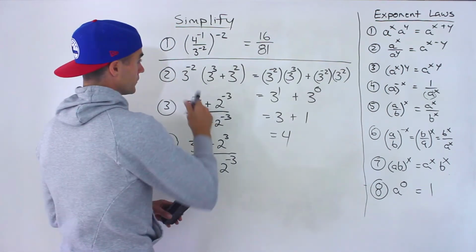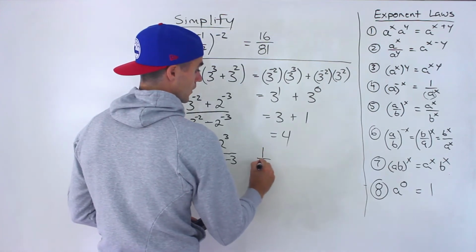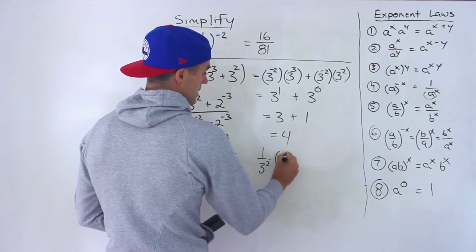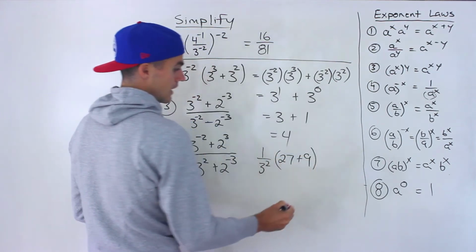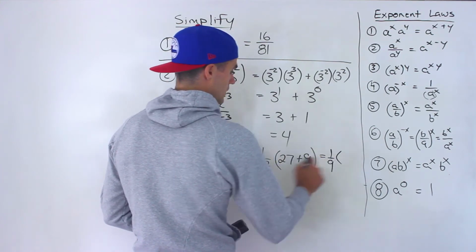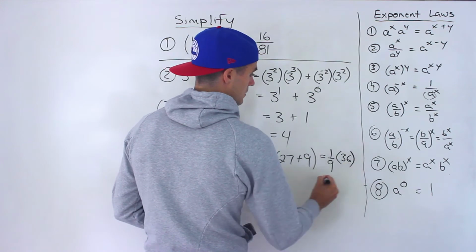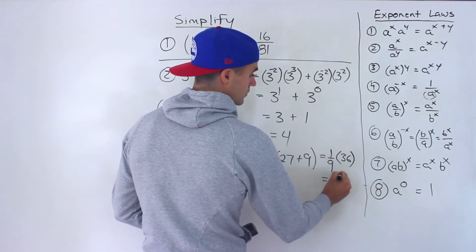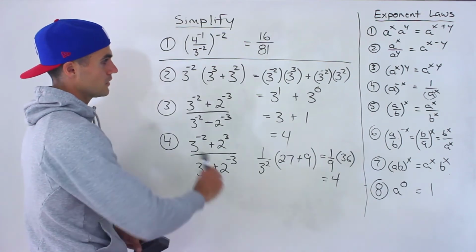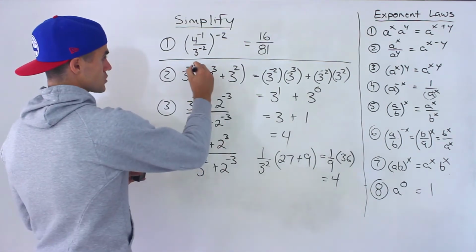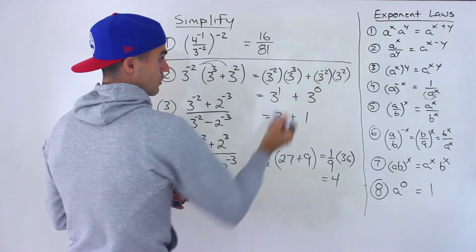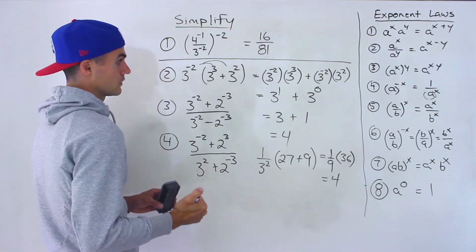Another way you could have gone about this is 3 to the negative 2, we would change that to 1 over 3 to the power positive 2. Then 3 to the power 3 is 27. 3 to the power 2 is 9. And this would end up being 1 over 9 times 27 plus 9 is 36, which would give us 36 over 9, which would be 4. Okay, so that's another way to go about it, but I kind of wanted to go about it in a unique way just to show you that we can distribute here. And then since these were the same base, the exponents ended up being fairly nice.